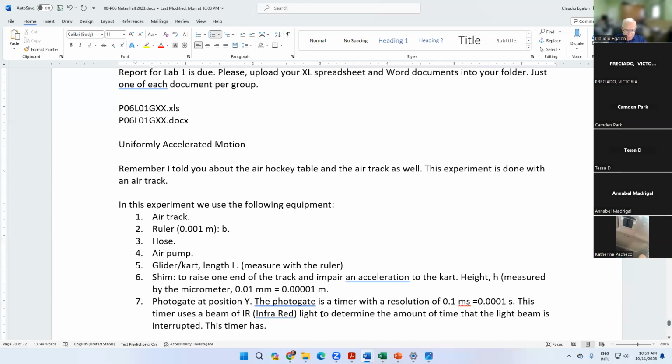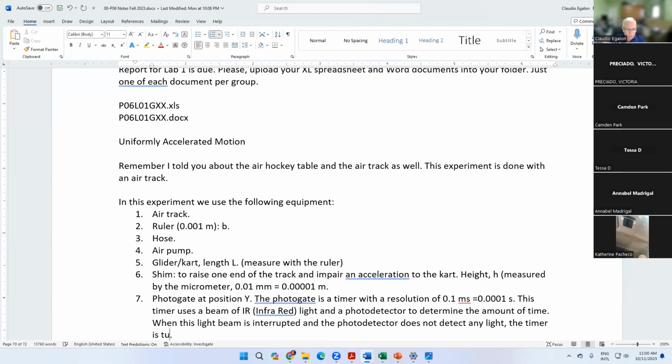With the beam of red light and a photo detector, determine the amount of time. When this beam of light is interrupted and the photo detector does not detect any light, okay, the timer is turned on.